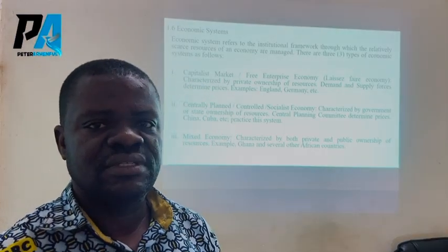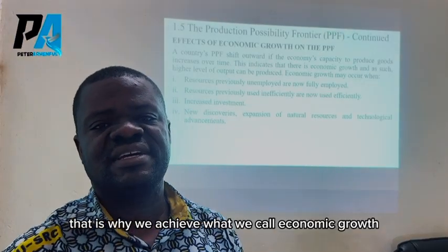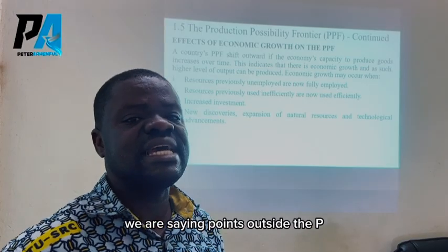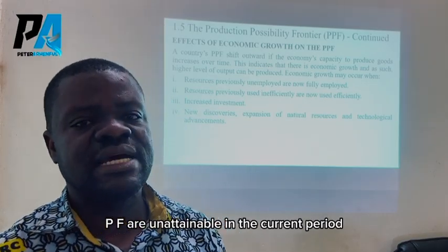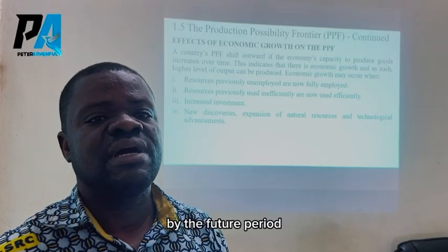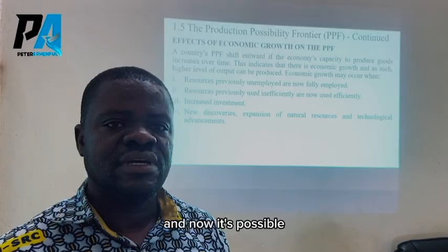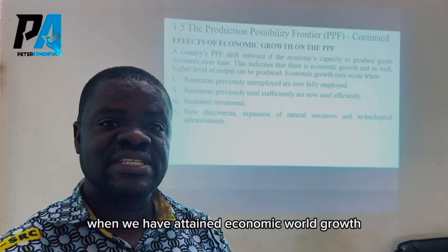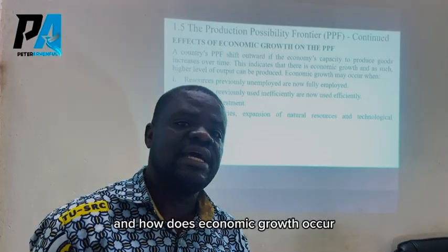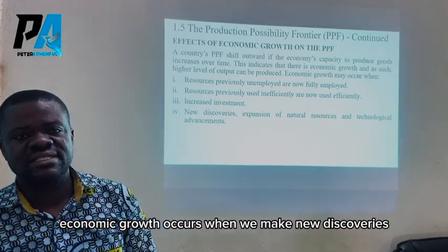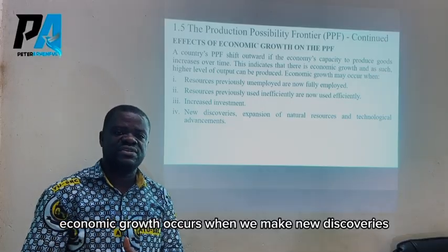All right. So, what happens for the PPF to move? That is when we achieve what we call economic growth. We are saying points outside the PPF are unattainable in the current period. But in the future period, it's possible. And now it's possible when we have attained economic growth. And how does economic growth occur? Economic growth occurs when we make new discoveries.